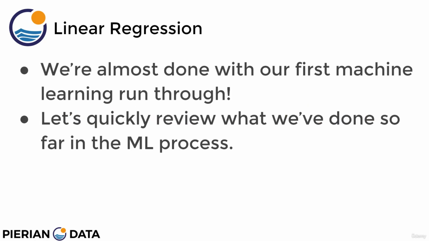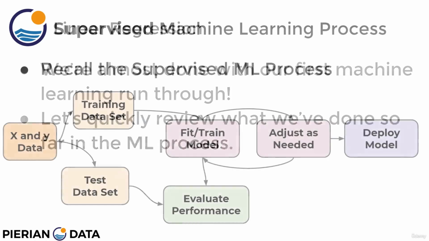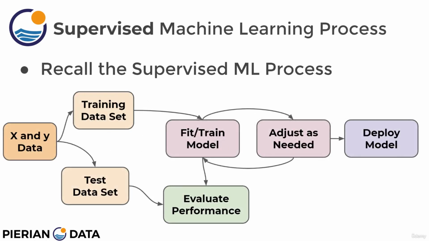But for right now, we're just going to consider saving and loading our model as deployment. So in general, we're almost done with our first machine learning run-through. Let's quickly review what we've done so far in the machine learning process. Recall that the supervised machine learning process looks like this. You take in your data, choose your features and label, split it into a training set and test set, fit and train your model on the training set, and then evaluate performance on the test data set. After that, you adjust as needed and then deploy the model.